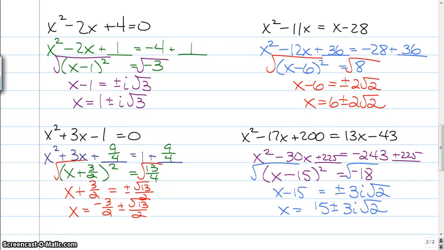And here you go. You have x squared minus 30x plus 225 after you take half of 30 and square it. Add 225 to both sides. Combine. Write this as the square of a binomial. You have x minus 15 is equal to plus or minus 3i root 2 after you simplify the square root of negative 18. Add your 15 over, and you are done.